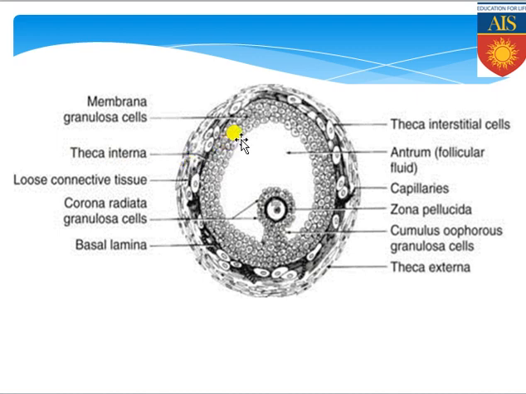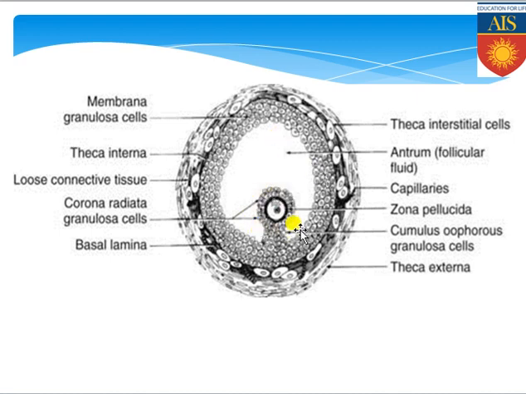Next, after the thecal cell layer, there are 2 to 3 cell layers of granulosa cells present, and this granulosa cell layer is associated with the membrane of the Graafian follicle. That's why it is commonly known as membranous granulosa. So this is entirely the granulosa cell layers. Inside the granulosa cell layers within the Graafian follicle, there is a fluid filled cavity, commonly known as antrum, and the fluid present within the antrum is known as follicular fluid or liquor folliculi. So this is the entire fluid filled cavity, that is antrum.